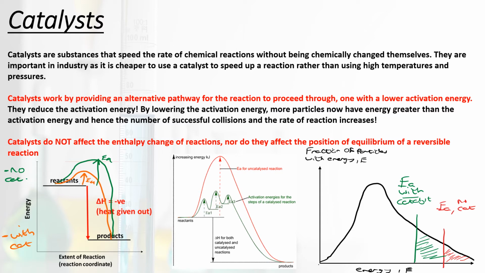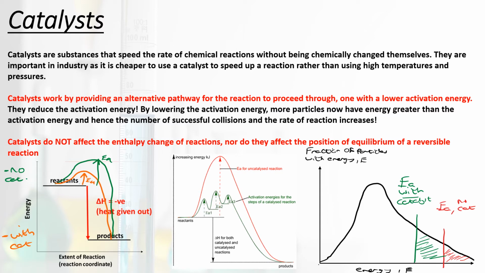Whereas just using a catalyst, well, we don't have to use high temperatures, we don't have to use high pressures, we can just use the catalyst. And because the catalyst is chemically unchanged, we can then recycle the catalyst at the end and make it do another reaction. So it's cheaper to use a catalyst.